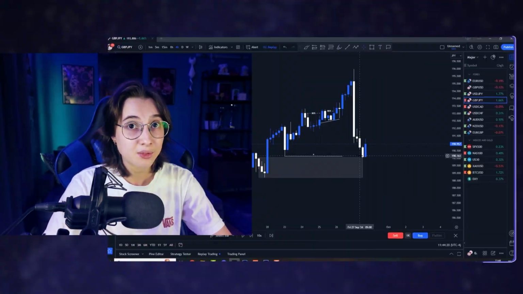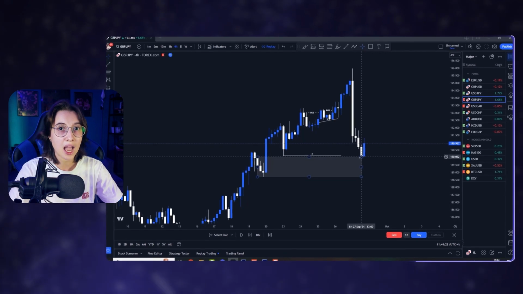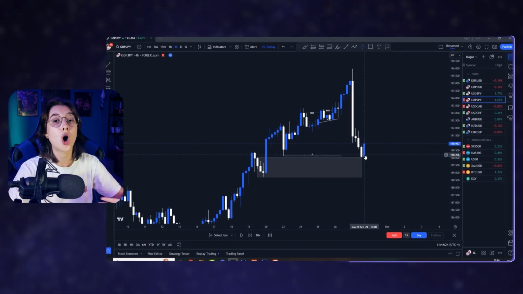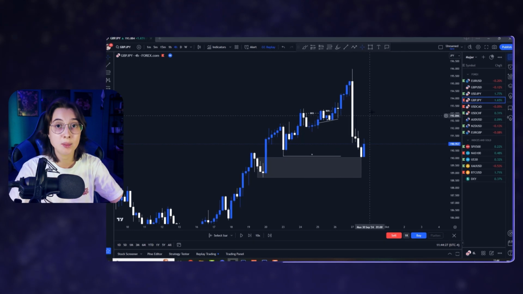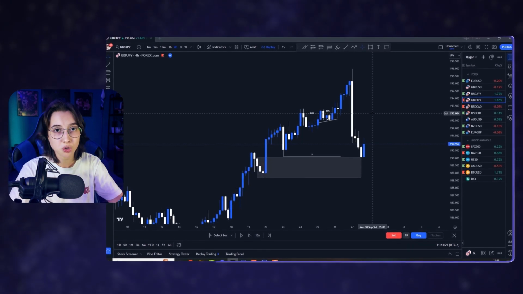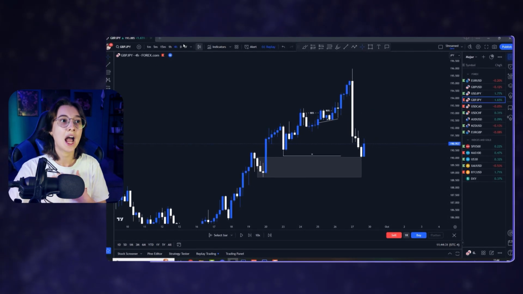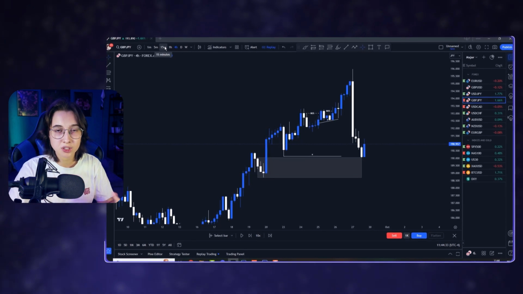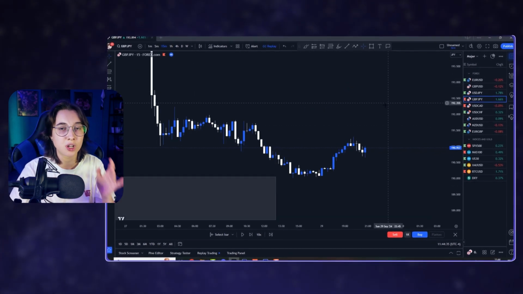The next step according to my strategy is to wait for the POI to get mitigated and wait for a 15-minute break of structure. As you can see right here, price tapped into this 4-hour POI, so now we need to go on the 15-minute time frame to identify a break of structure or change of character. I call my changes of character breaks of structure because it's pretty much the same thing.